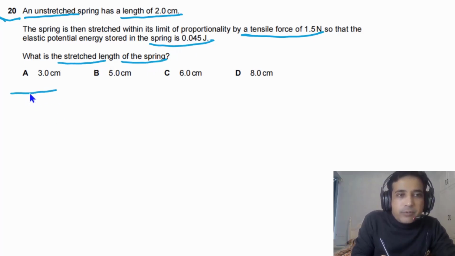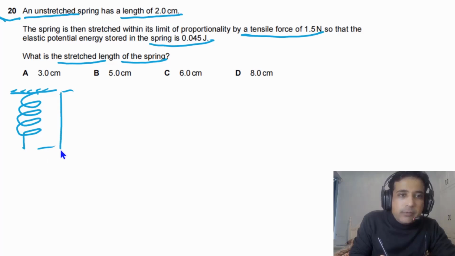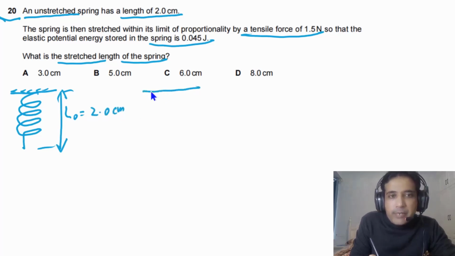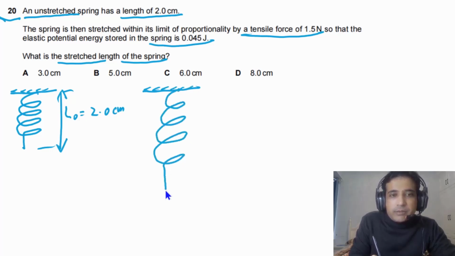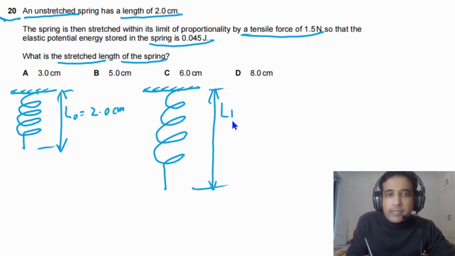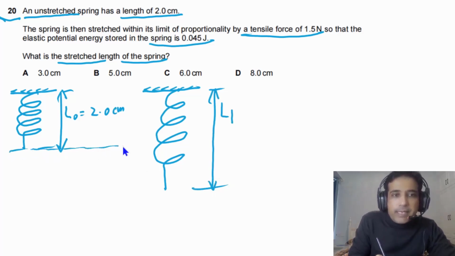So the best way to answer this problem is to sketch. First of all, when the spring is unstretched, let's say this length is equal to L naught, and the value of L naught is given to us as 2.0 centimeters. Then we apply force on this spring and it is stretched, so we can draw here, and the question is asking us to calculate this length. Let's say this one is L1, but we can calculate the extension in the spring, delta L. So how can we calculate delta L?